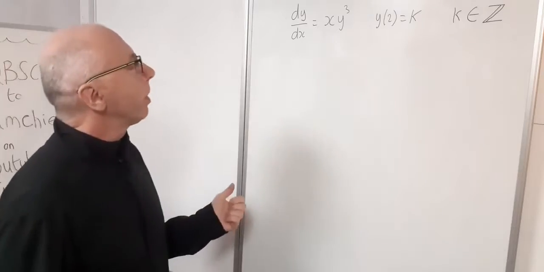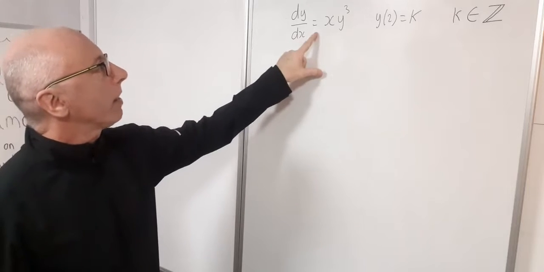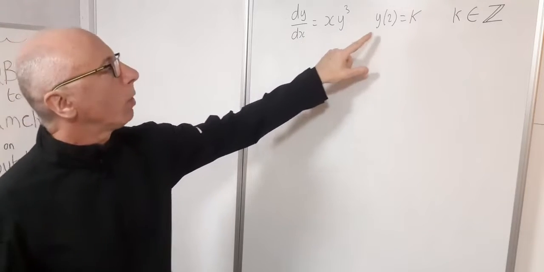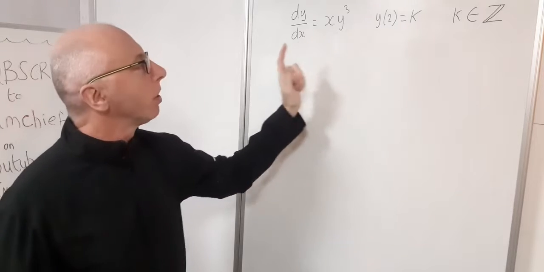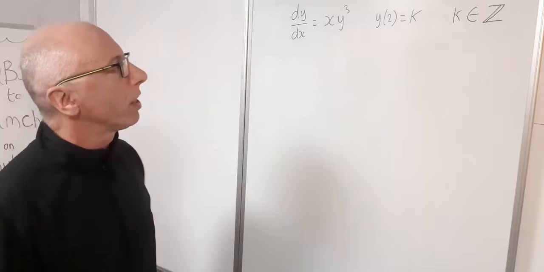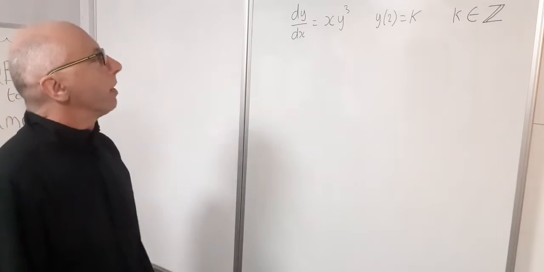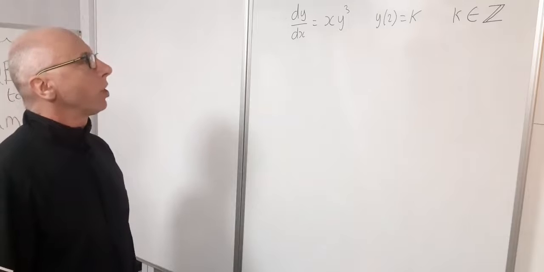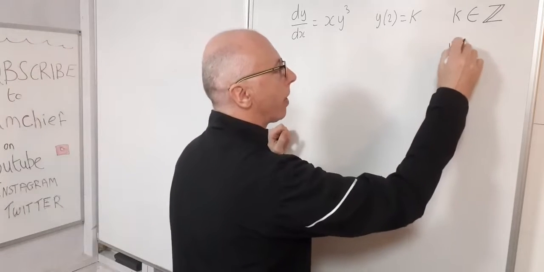So we've got a first order nonlinear differential equation here: dy/dx equals x times y cubed, where y(2) equals k. That's a condition we've got for our solution of this function, where k is an integer. So what I'm going to do is try and solve for y of x. That's our goal, to find that.